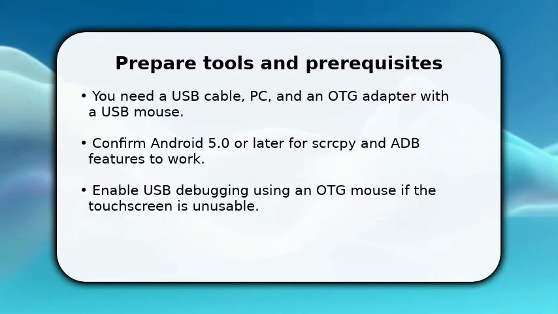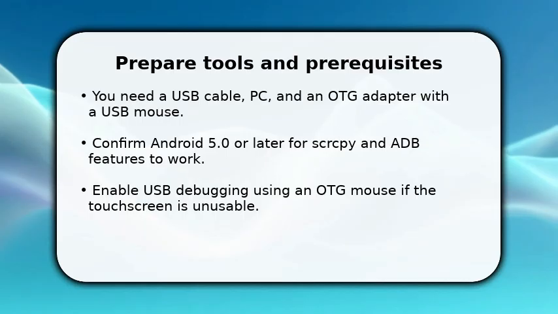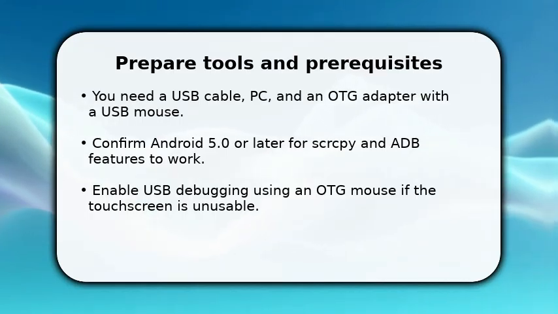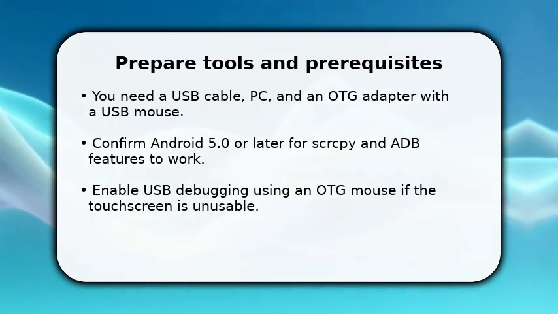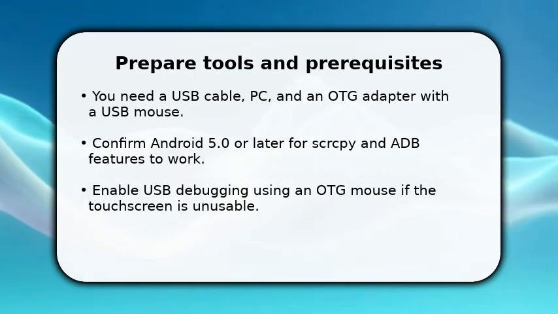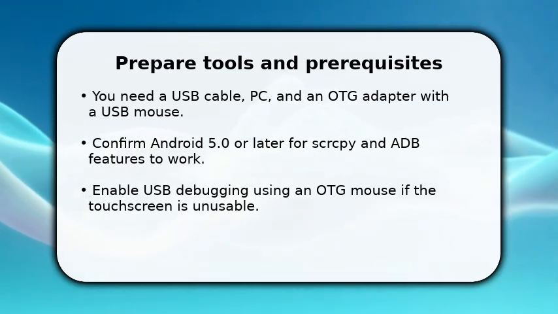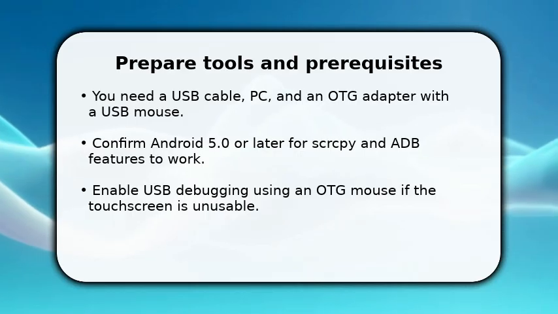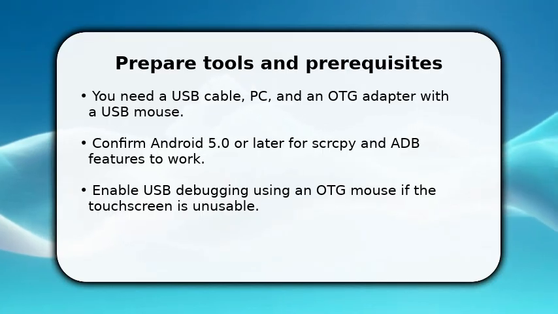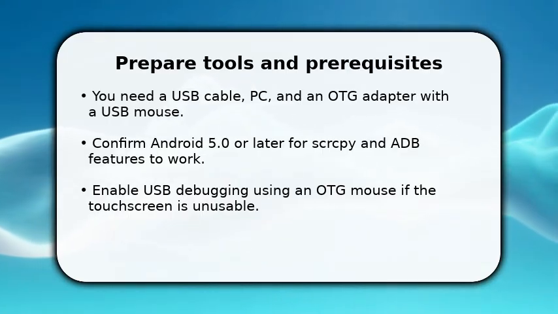Enjoy the video. Gather the physical tools before you begin so you save time. You need a USB cable, PC, and an OTG adapter with a USB mouse. Install the Android SDK platform tools on your computer for ADB commands. Confirm your phone runs Android 5.0 or later to ensure SCRCPY compatibility and full mirroring.